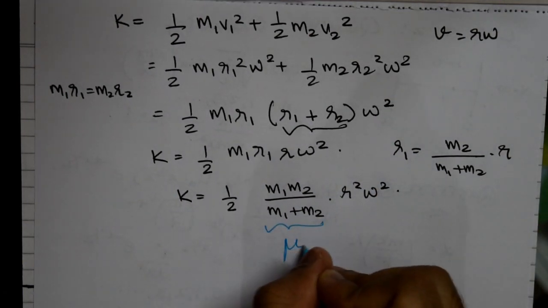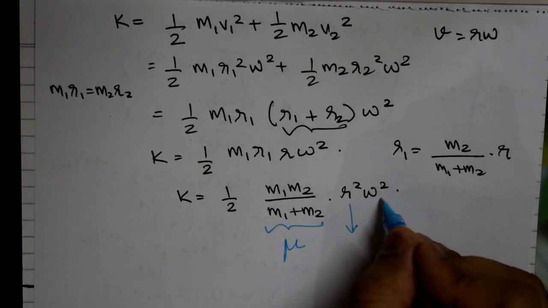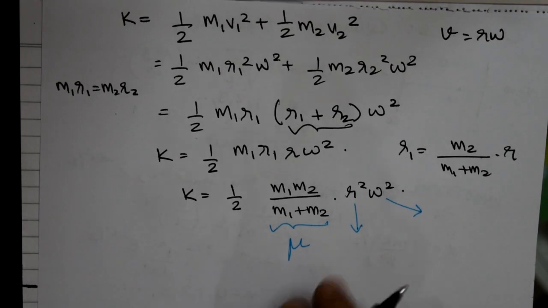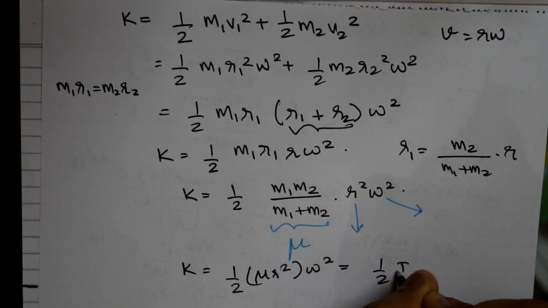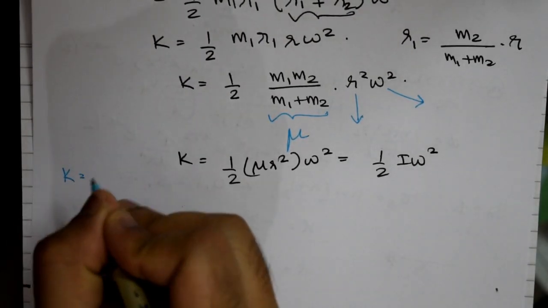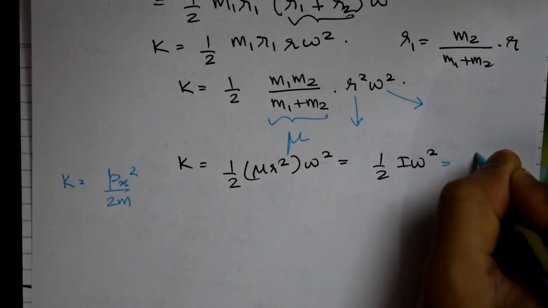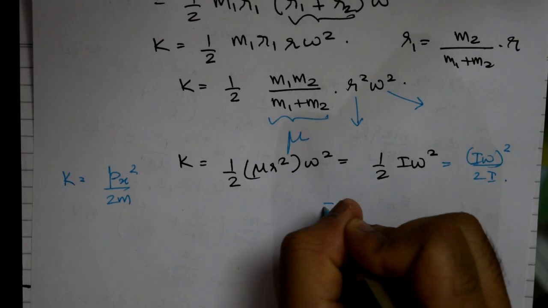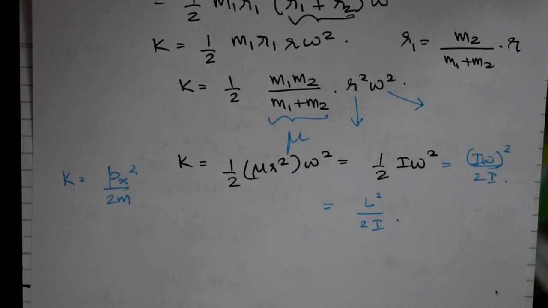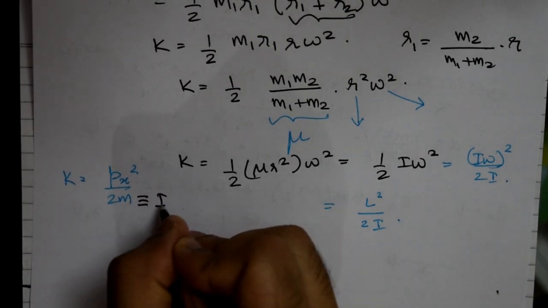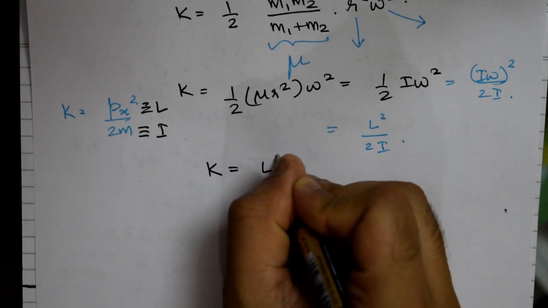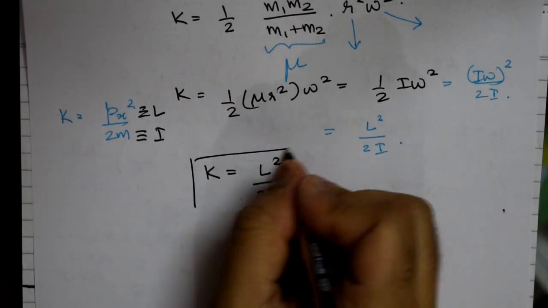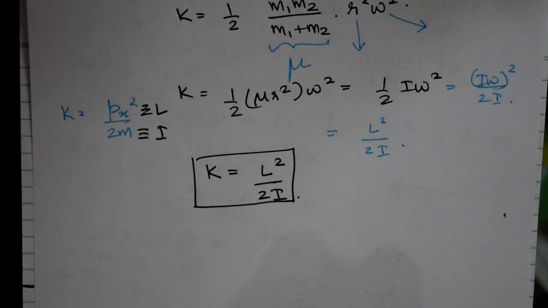This entity here is called the reduced mass mu, while this is the bond length and this is the angular frequency at which the circular motion is happening. So therefore, K will be given by half mu r square times omega square. This will be half I omega square. We are able to see how this relates to linear motion, where in linear motion you had K equal to p squared by 2m. So similarly, this will be equal to I omega squared by 2I, where I omega is nothing but the angular momentum. So we realize that wherever m was present, you convert it to I. Wherever p was present, you convert it to L. So now, having said that, the kinetic energy for circular motion is given by L square by 2I. This is a very important identity which we will end up using in some time.